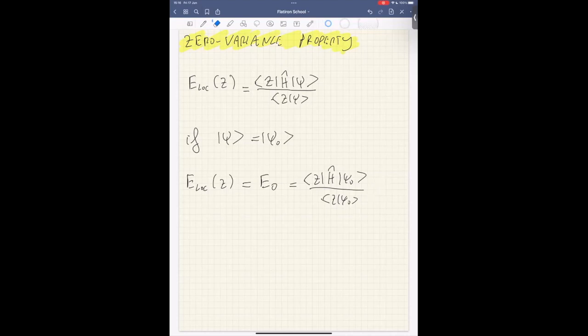Can you go over again what's... What is what? Z? Oh, Z is the basis that I'm using for my wave function.